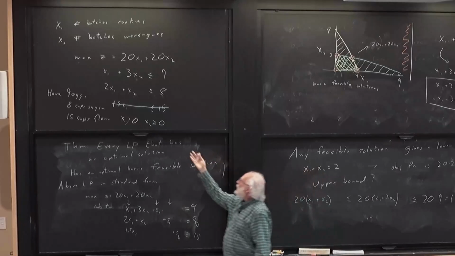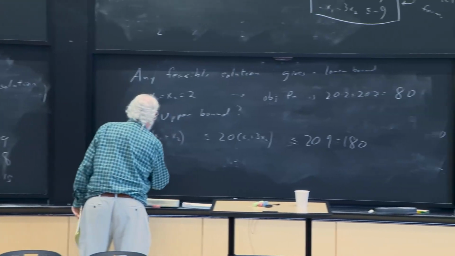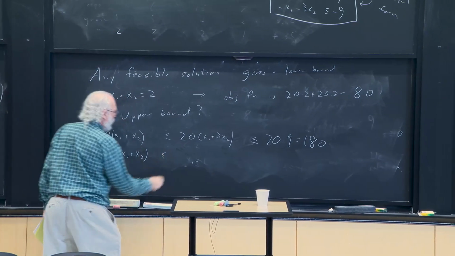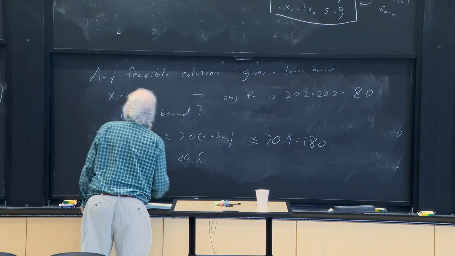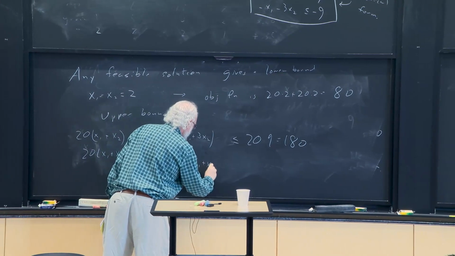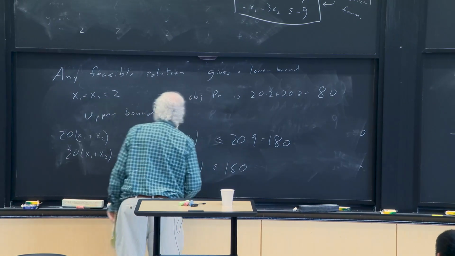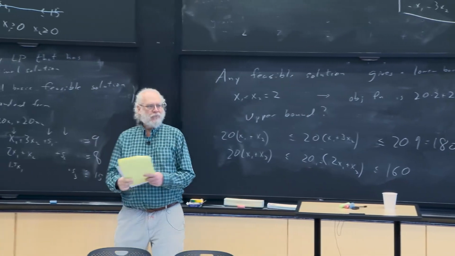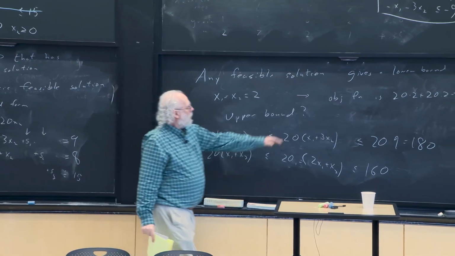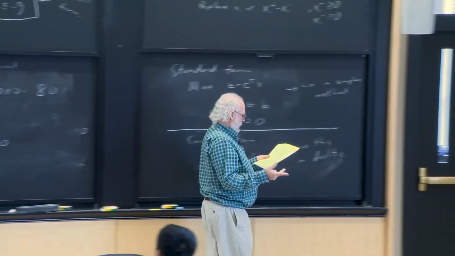And we can do the same thing for the second constraint. 20x1 plus x2 is less than or equal to 20 times 2x1 plus x2, which is less than or equal to 160. So these are both good upper bounds, and this is a good lower bound. Can we do better? OK, let's do better.